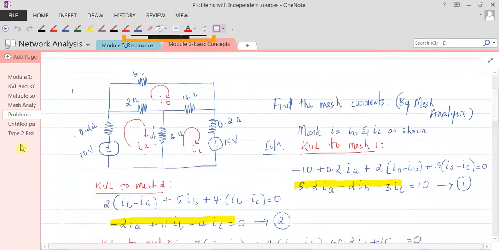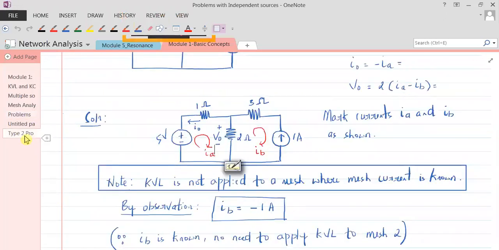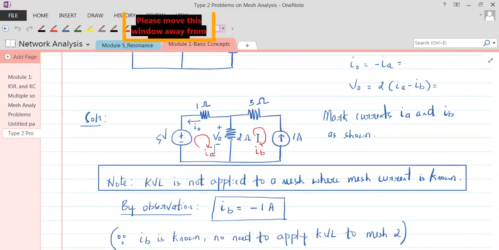But whereas here what's happening, we have 2 meshes, 2 currents we have marked, but we are applying 1 KVL. That means the KVL is getting reduced. KVL getting reduced means you can reach the answer in less time. Purvika, is that okay with you? Yes, sir. Everybody understand this is an advantage. How is it an advantage? The number of KVLs is reduced, the answer you can get at a faster time.